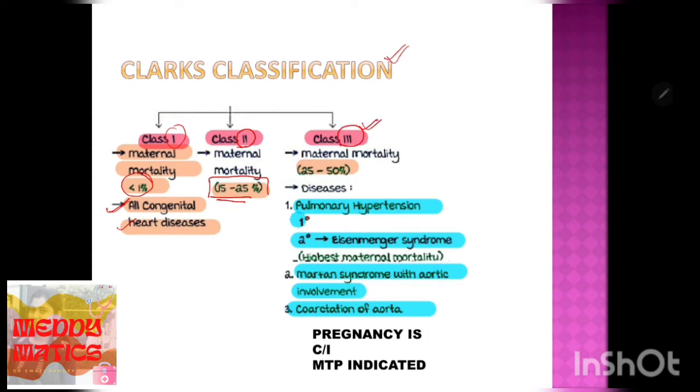In class 3 of Clark's classification, the maternal mortality is 25 to 50%, and the diseases included are primary pulmonary hypertension and the secondary one, known as Eisenmenger syndrome, which is associated with the highest maternal mortality. The other diseases are Marfan syndrome with aortic involvement and coarctation of aorta. Pregnancy is contraindicated in Clark's class 3, and MTP is indicated.